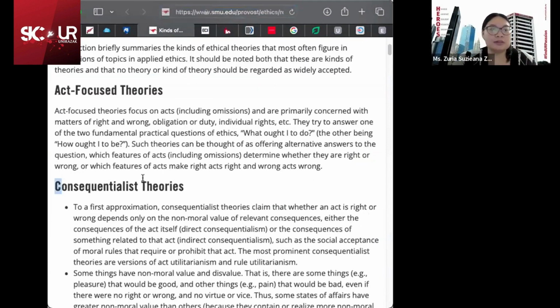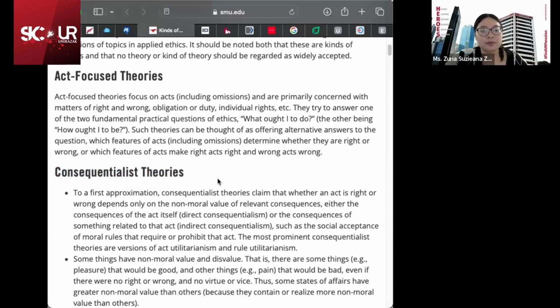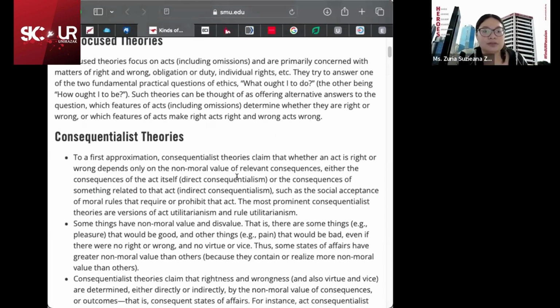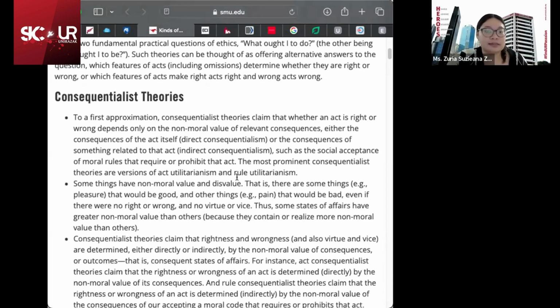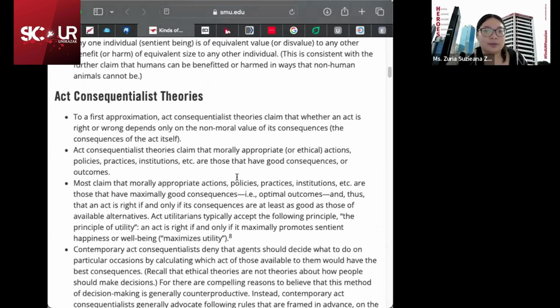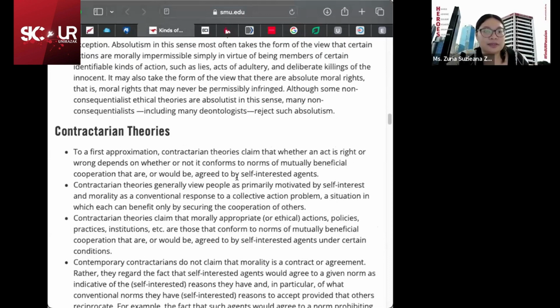Okay, consequentialist theories. This one is relevant with utilitarianism, where you focus more on the consequences, right? Not human rights or anything else. When you want to make any decision, you focus on the best consequences that you can get. Okay, so there is direct consequentialism and then indirect consequentialism. This one you can read the rest of it.